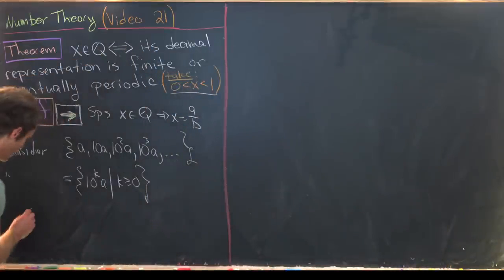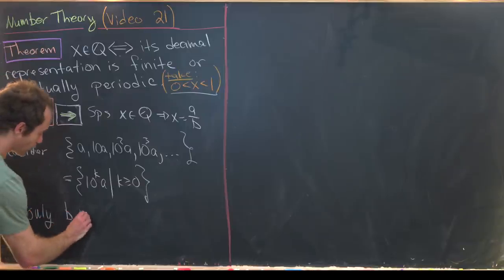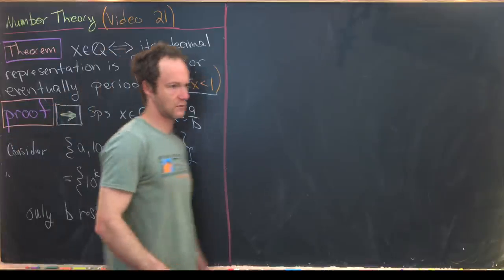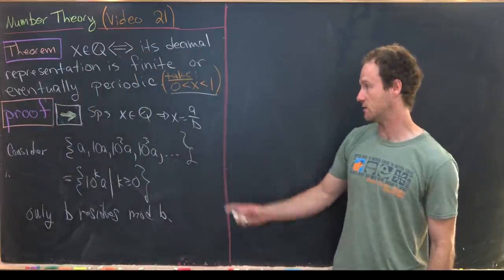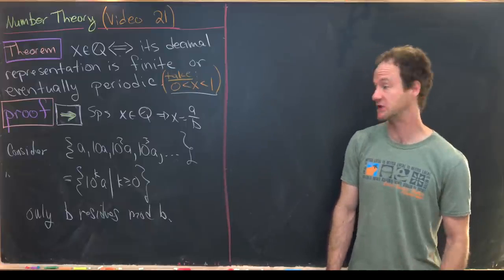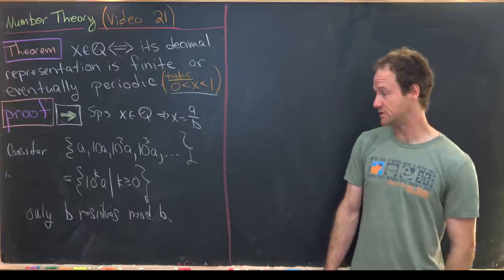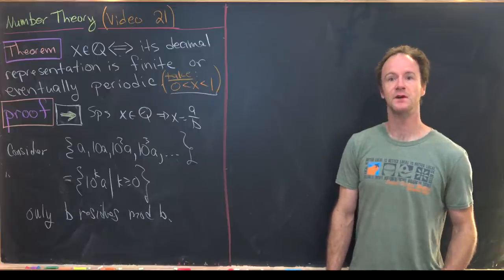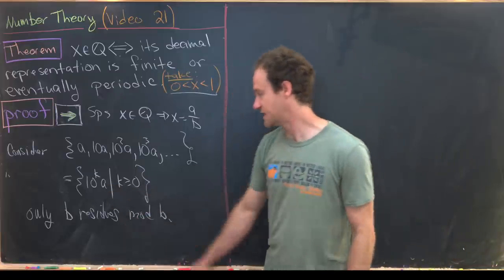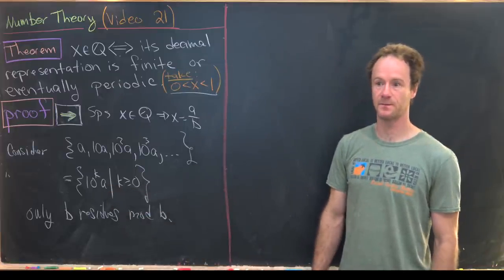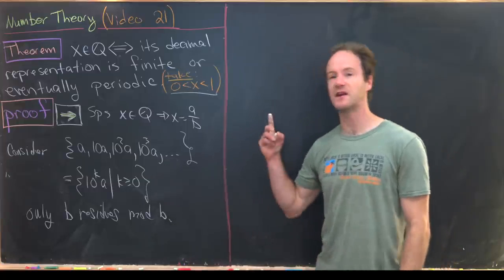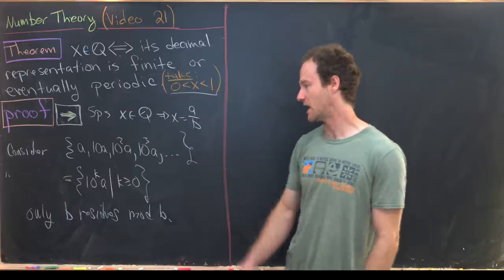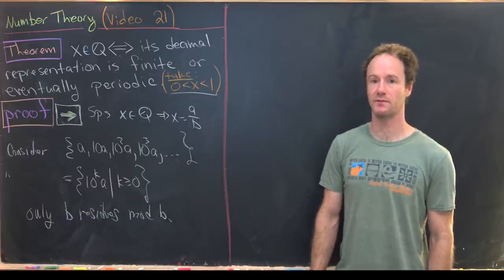But there are only b residues modulo b. Well, that holds for any natural number, and b can be taken to be a natural number, so we're good to go there. There are only b residues mod b, or in other words, there are only b possible remainders when you divide something by b. So what we'll do is reduce everything in this set mod b. But given that this set has infinitely many elements, but there are only b possible residues, there must be 2 elements in this set that are congruent mod b.